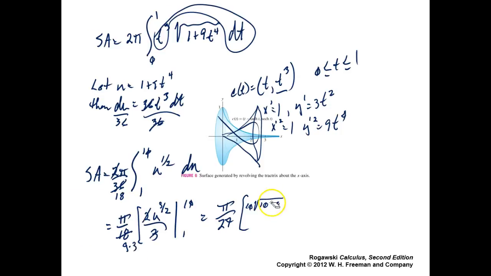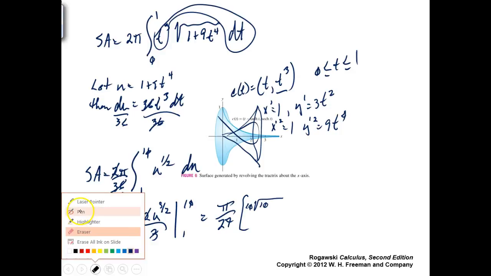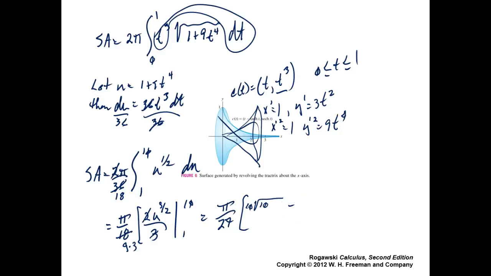Okay. That's 1,000, isn't it? 10 cubed would be 10 times 10 times 10. Take the square root of that. 10 times 10 is 100. Take the square root of that is 10 times root 10. Okay. Minus, the next part's pretty easy. What? 1. Okay, good. All right, that is our answer, whatever that is.